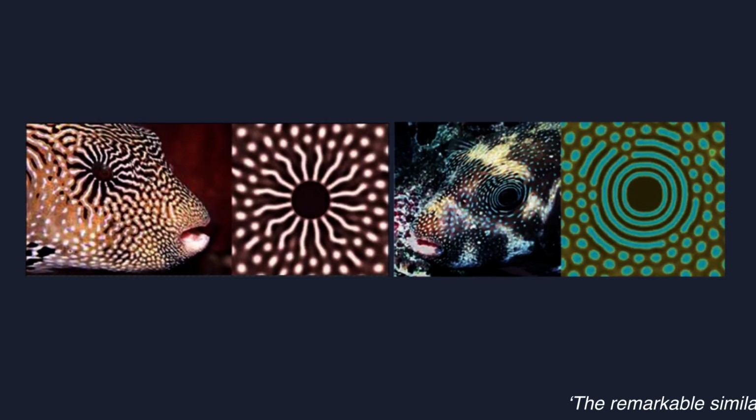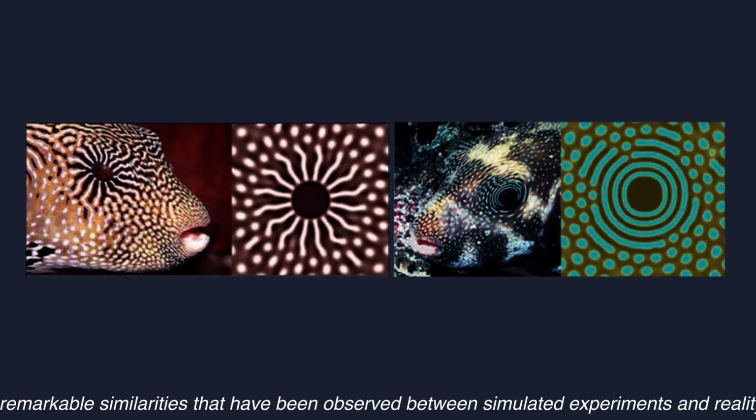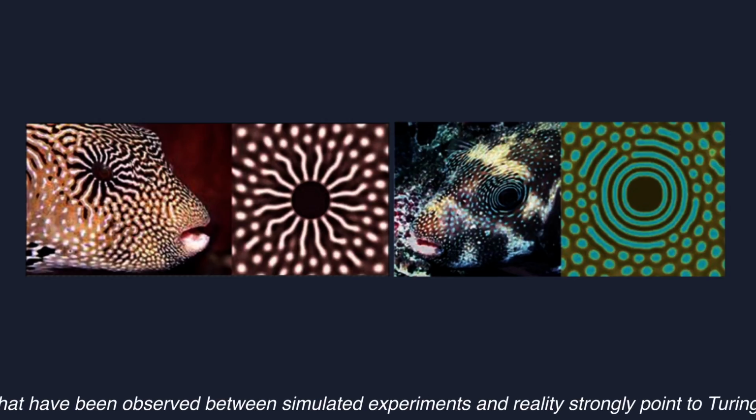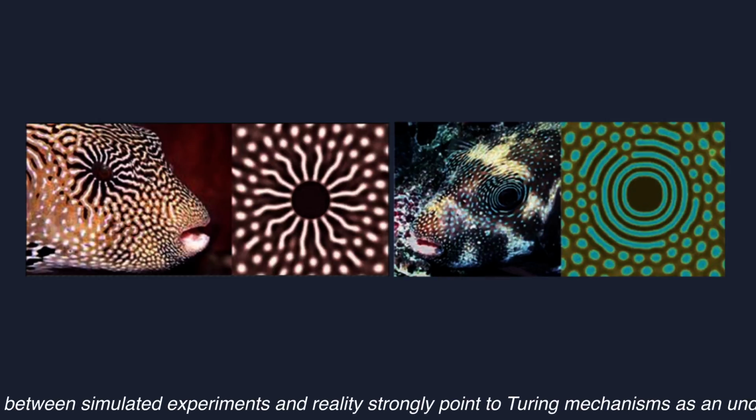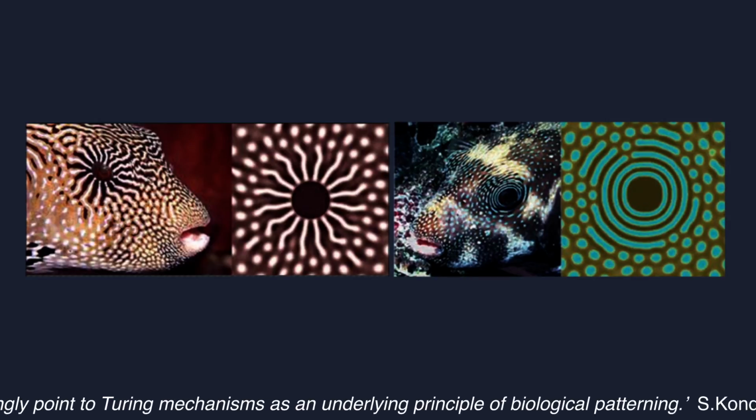Turing's theory is based on a chemical reaction-diffusion system. Initially, it was greeted with considerable scepticism, but now it is recognized as a masterpiece of mathematical modeling.